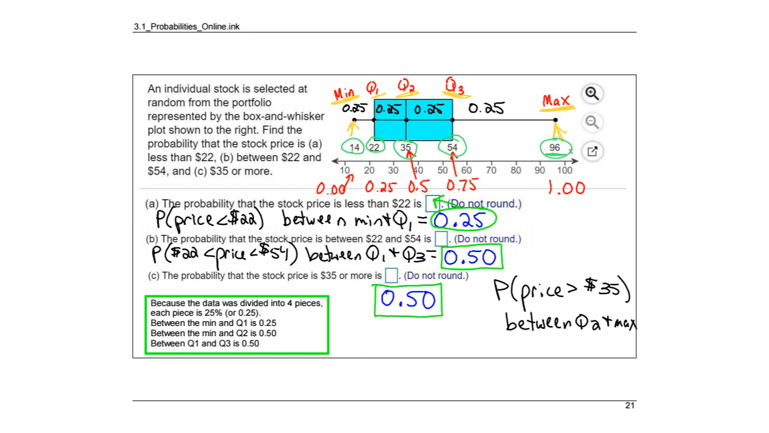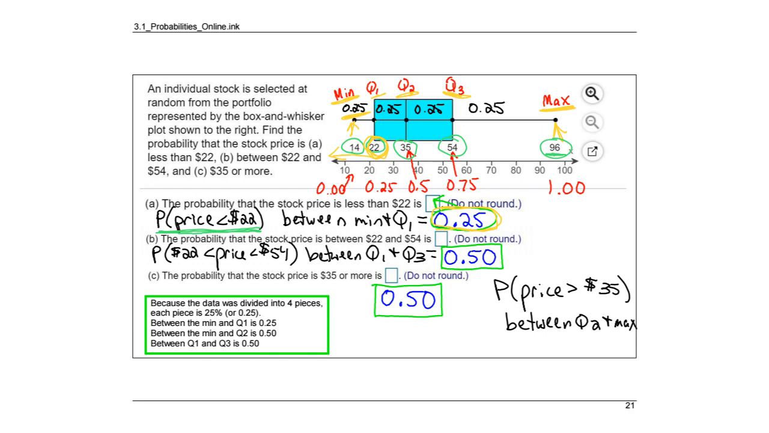Okay, so now that we've done that, let's look. So the probability that a stock price is less than $22. Okay, so the probability that the price is less than $22. Well, 22 is sitting right here, right? So if it's less than, the probability that it's less than 22, I only have one quartile. So I'm going to answer 0.25, right? So I'm looking at less than 22. I only have one quarter sitting there, and so that gives me the 0.25.